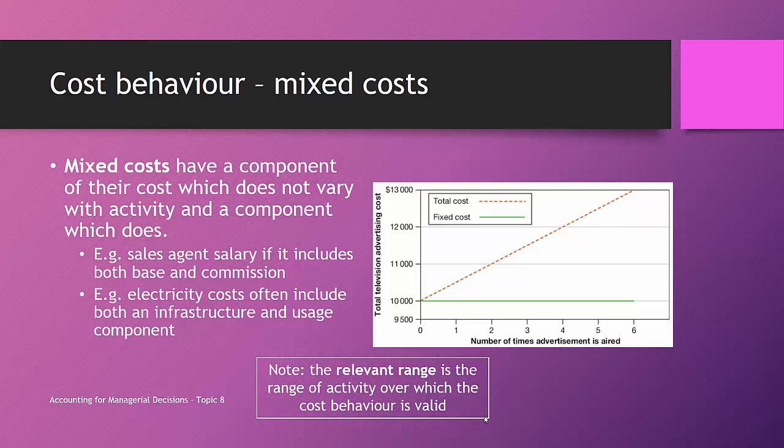That means that they can't expect that $1,000 a week rent to be the same fixed cost if the store is going to be much, much bigger and they're going to have a lot more people in there. So the relevant range is that range of activity over which the cost behavior is valid. So if you're trying to do these calculations out, just be aware of where the fixed costs actually are valid, where the variable costs per unit are valid.